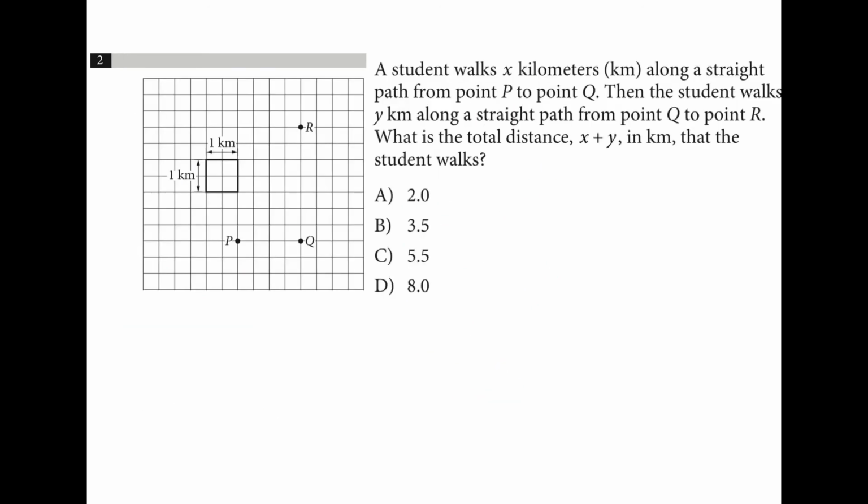This one is about a student walking and what's the total distance. So they go from P over to Q, so they go 1, 2, 3, 4, and then they go up 1, 2, 3, 4, 5, 6, 7. So 4 and then 7. And according to this scale, every 2 is a kilometer. So if they traveled 11 total, I divide that by 2 and I get 5.5. C.